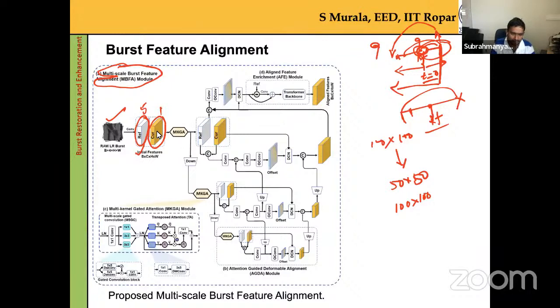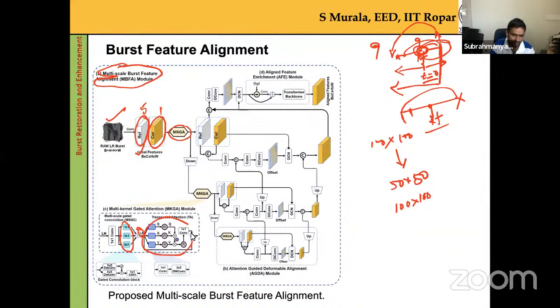Using that, I am concatenating these two, and after concatenation I am sending it to the MKGA, which is nothing but the multi-scale gated attention module. In this module, I use one layer normalization, followed by three different scales: 1 by 1, 3 by 3, and 5 by 5. After that, I again perform layer normalization, and then give it to one transformer block.